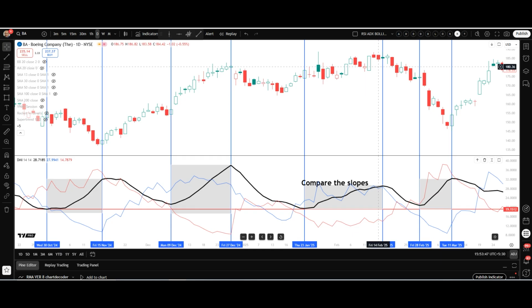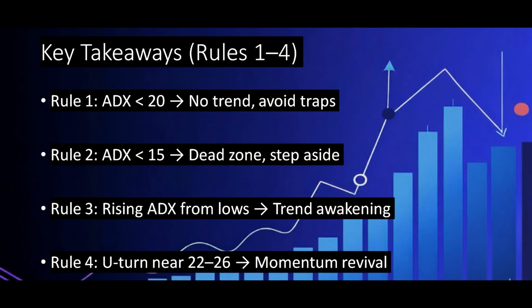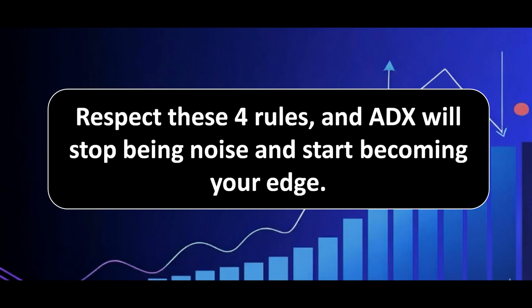Well, to recap. Rule number 1, ADX less than 20: weak trend, avoid chasing false signals. Rule number 2, ADX less than 15: dead zone, momentum traders, please step aside. Rule number 3, ADX rising from flat lows: the best part, calm before the storm, and the trend is awakening. Rule number 4, ADX U-turn from 20 to 26 levels: momentum revival, it is a continuation signal. Respect these 4 rules and ADX will stop being noise and start becoming your edge.